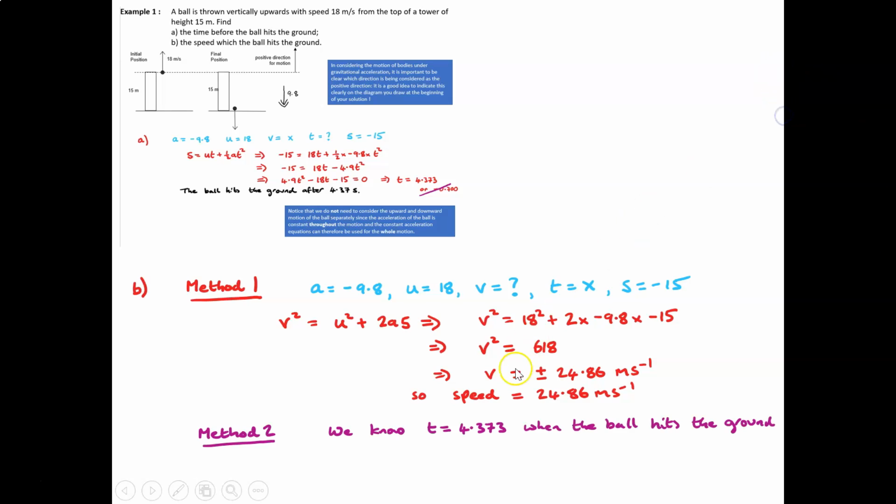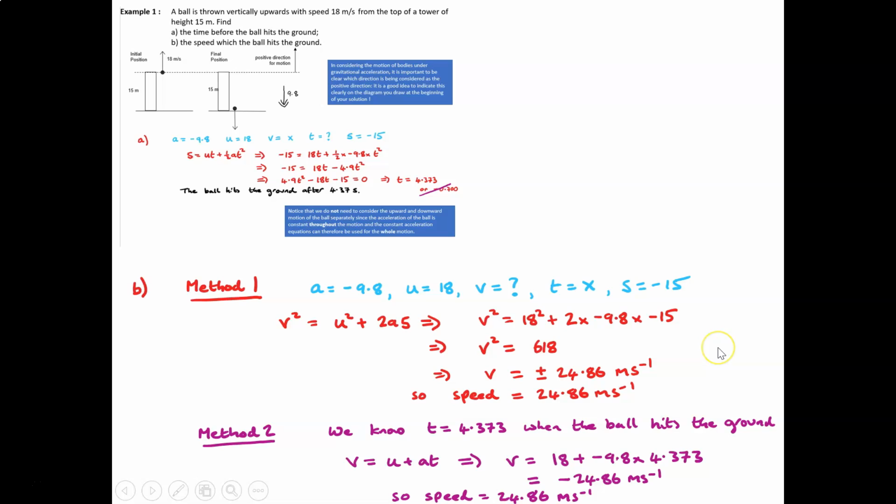Now the second method would be using that t that we found out in part A. So using t is 4.373, when the ball hits the ground, we can use this equation to find v, and we get the negative answer straight away because we are using the positive t, so we get the actual velocity when it hits the ground, so that then the speed is also going to be 24.86 meters per second.